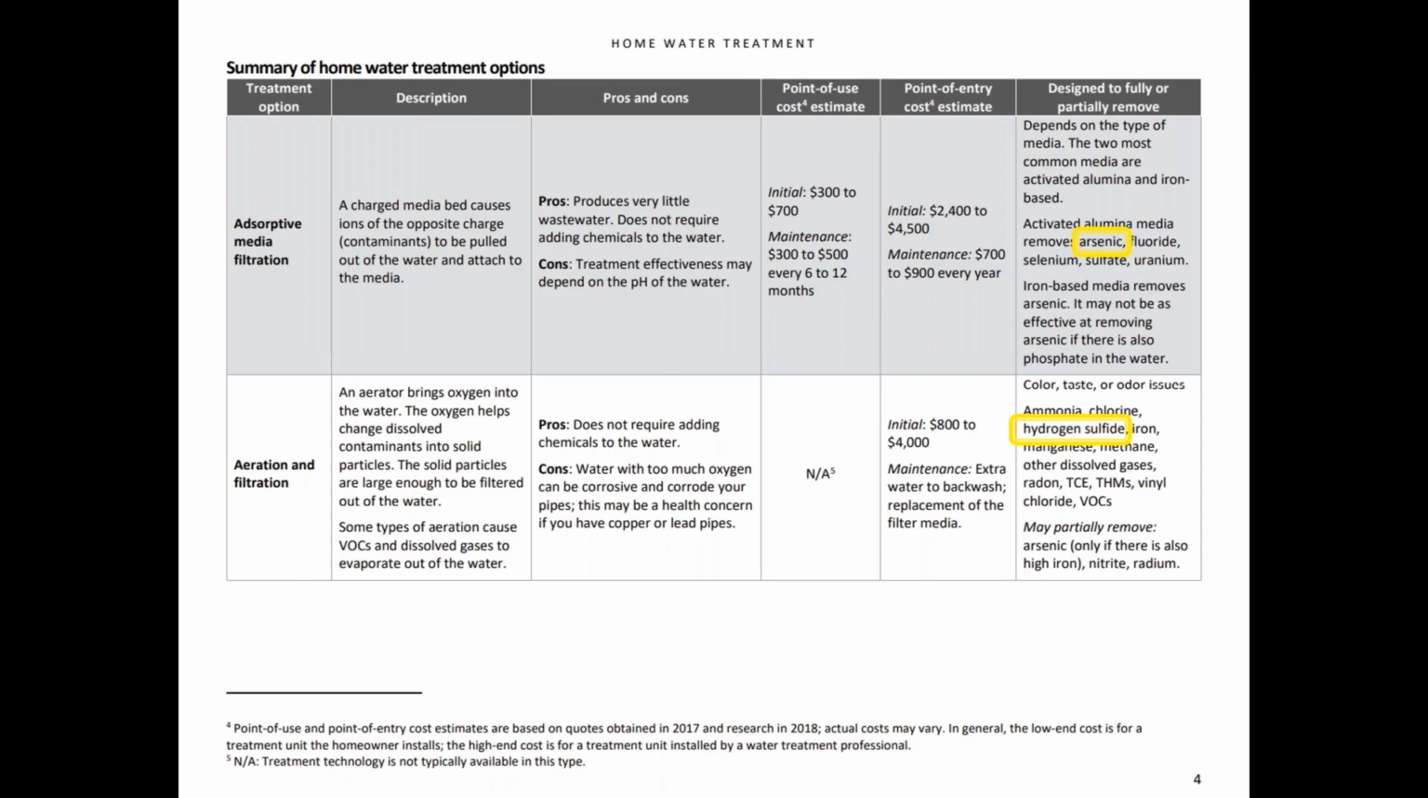Arsenic, for instance, is not a dermal issue. It's not an inhalation issue. It's a drinking issue. You only need a device at your kitchen tap for cooking and drinking for arsenic. And buying a whole house device, you can see the difference there from 300 to 700 versus 2400 to 4500. It's a huge difference, and also wastes a lot of water. But it lists both, which is great, and the pros and cons of each.